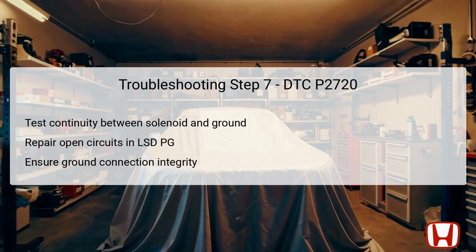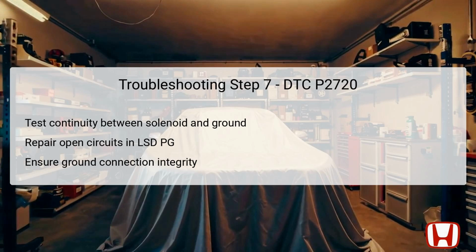Continuing to the 7th troubleshooting step for DTC P2720, focus on the LSD-PG line. Verify continuity between test points 1 and 2, where test point 1 is positioned at the number 1 terminal of the AT clutch pressure control solenoid valve D 2P connector, and test point 2 is connected to body ground.